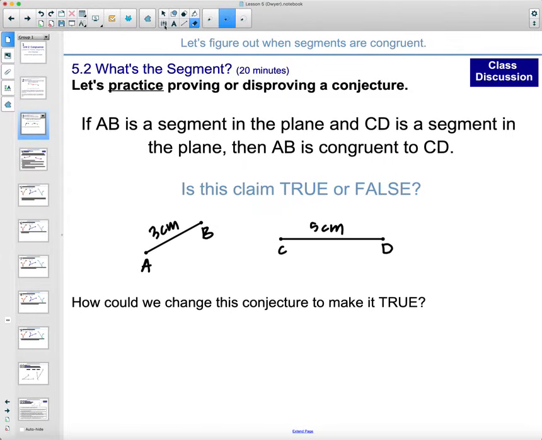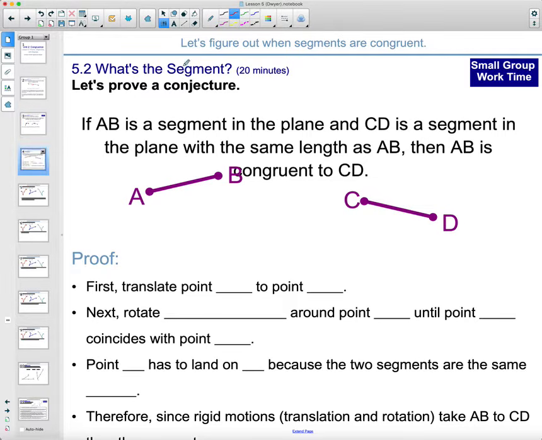In order to make this true, we would have to add something about AB and CD having the same length. So that's what I changed, I changed 3 and 5. So if segment AB is in a plane and CD is in a plane and they're the same length, then AB is congruent to CD. That would be a true statement, and that is the one that is in your textbook.